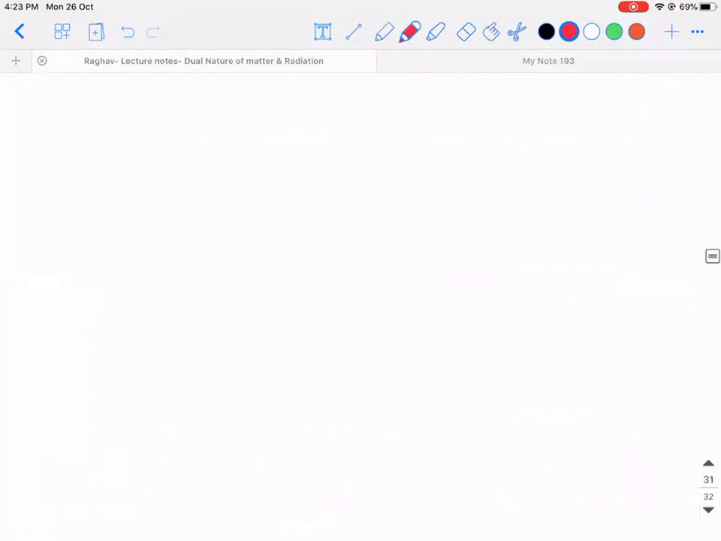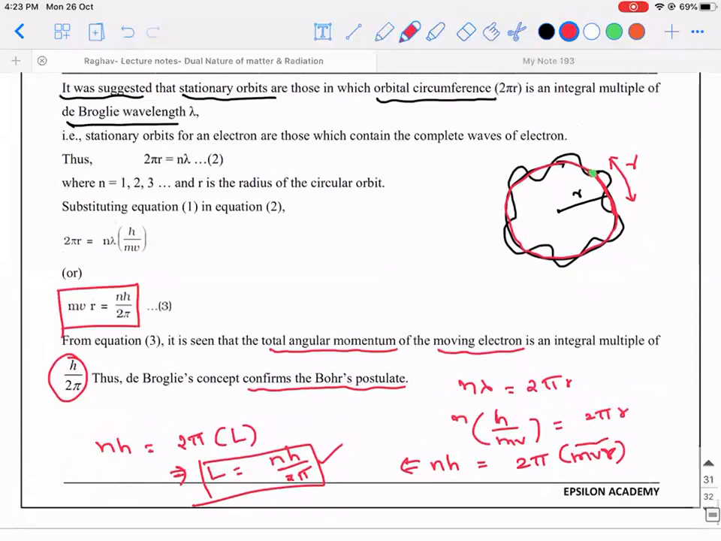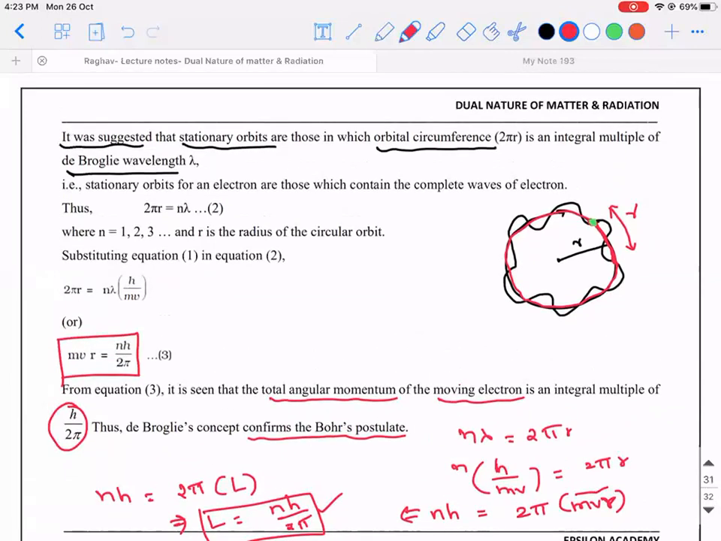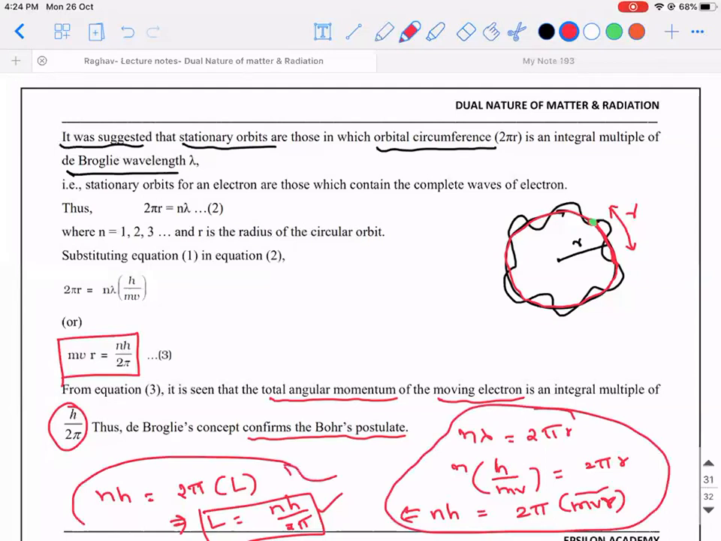Done? Minutes. Yeah, right. See, actually, this part you can copy, the one which I've written here. Done? Yes, sir.